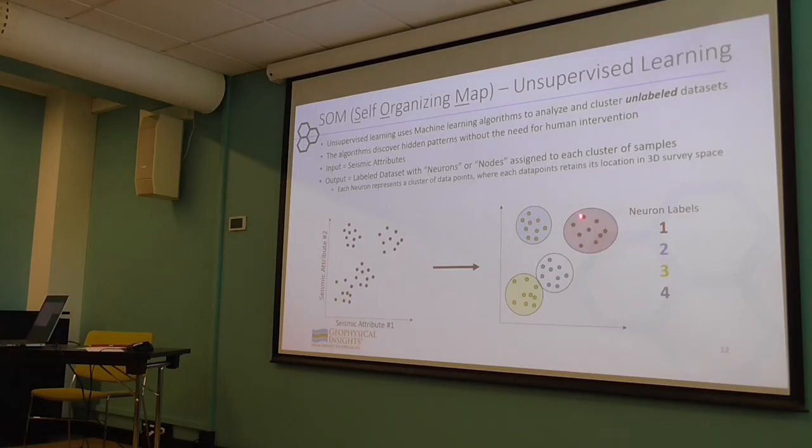So I take this, and it's going to give each of these a different label. So I have my neuron 1, neuron 2, neuron 3, neuron 4. Right, and each of these clusters are called neurons or nodes. So when you refer to a neuron, it's referring to a cluster in attribute space.